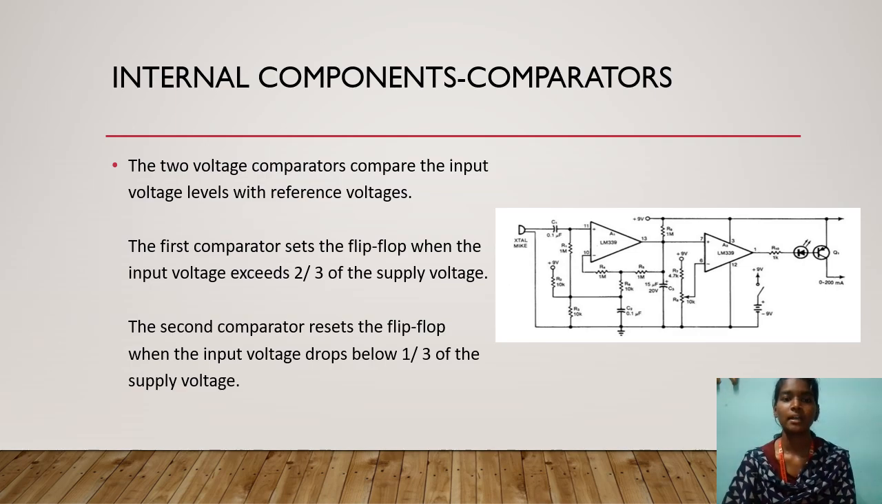Here you can see the diagram of voltage comparators, and it compares the flip-flops when the output voltage and the input voltage exceeds 2/3 of the supply voltage. In the circuit, when the input voltage drops below 1/3 and it exceeds the supply voltage.